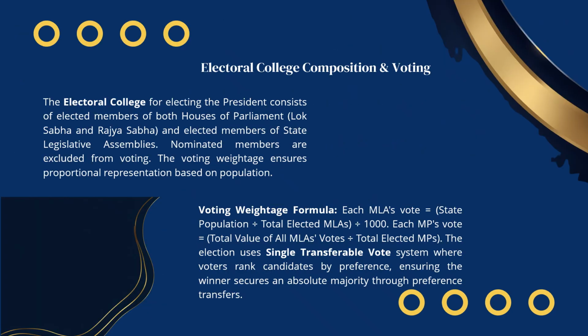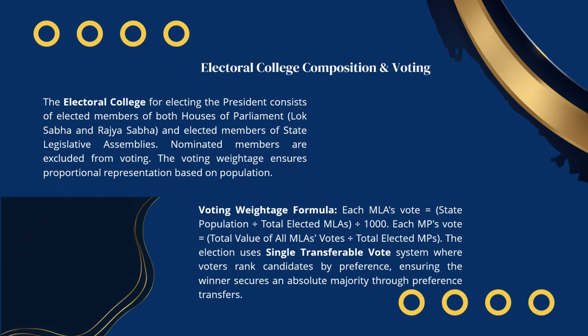So now let's go deeper into the election process. The electoral college has a composition, and this includes elected members of the Lok Sabha, Rajya Sabha, and state legislative assemblies. Only the elected representatives can participate. Nominated members cannot participate, and this system ensures representation of both the union and the state, as well as maintains federal balance. Now comes a very important concept, that is, not all votes are equal.